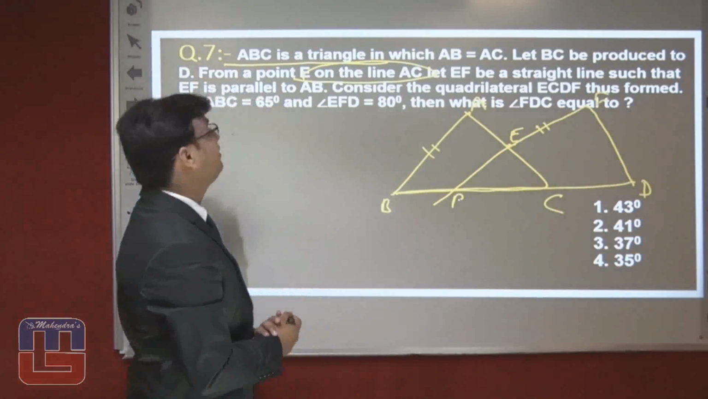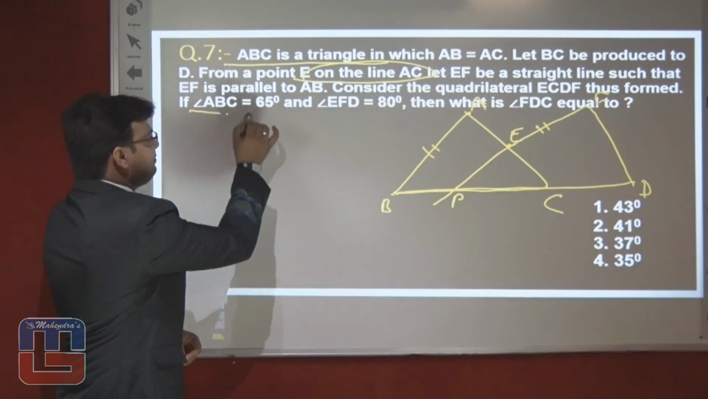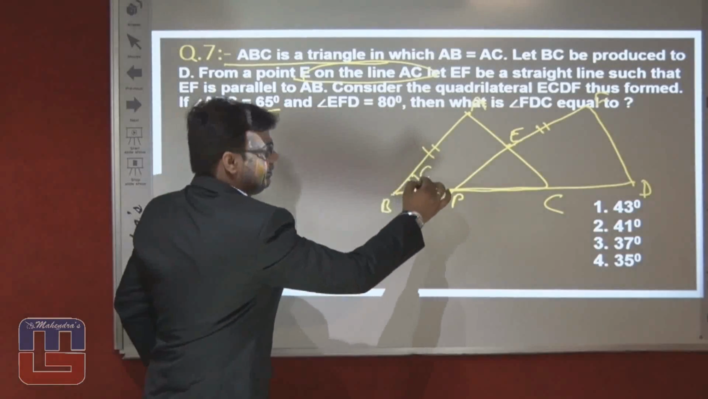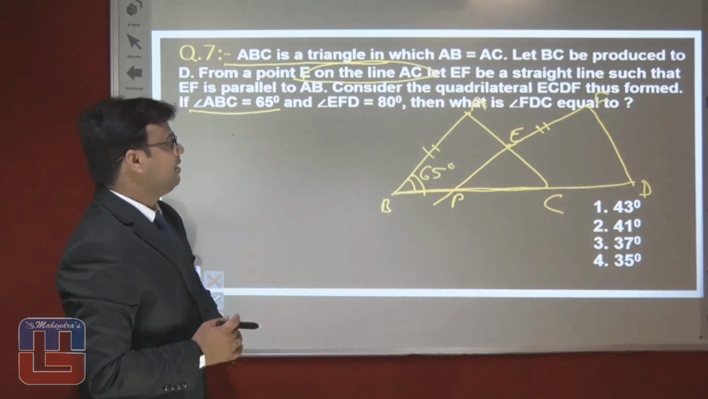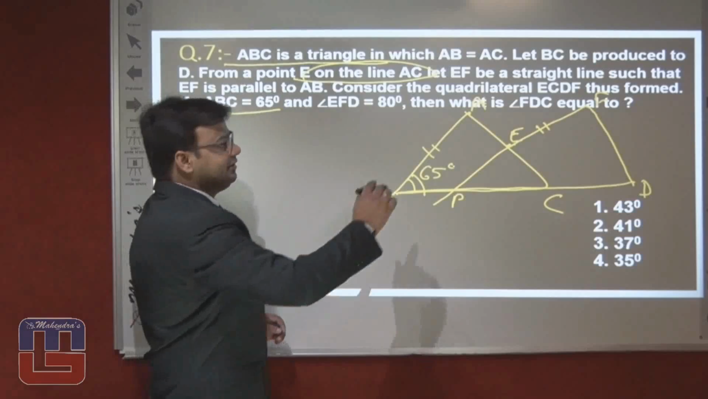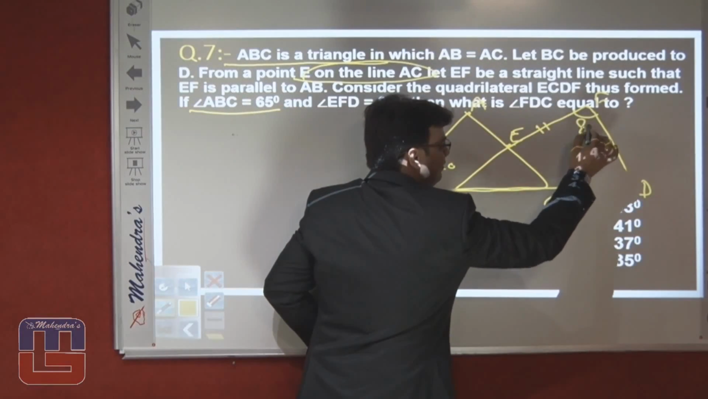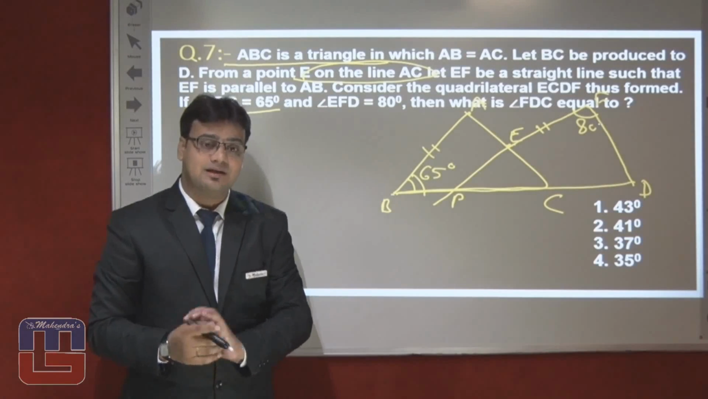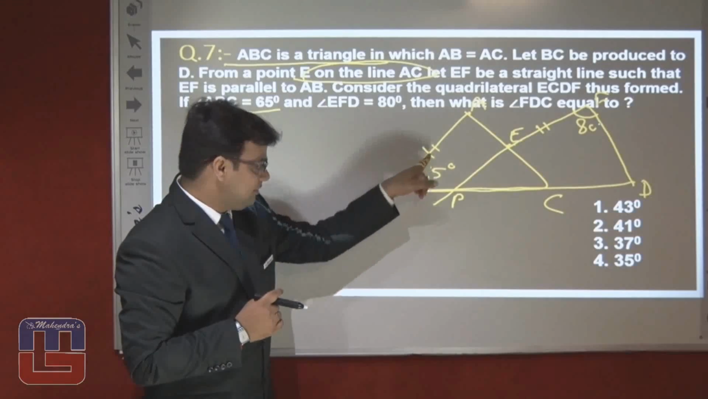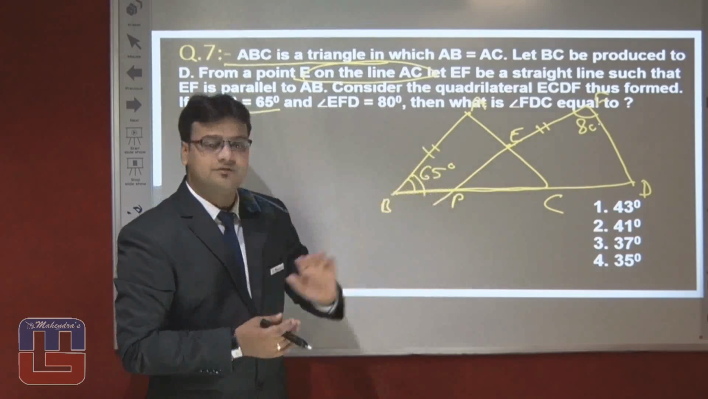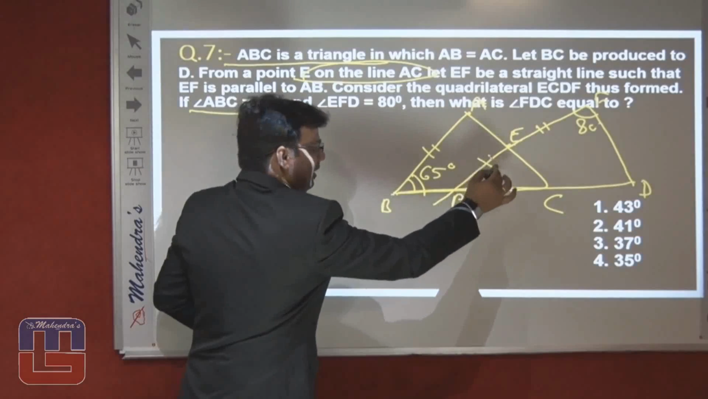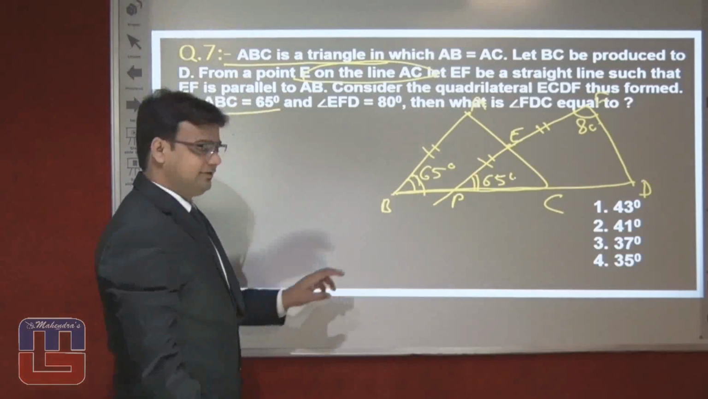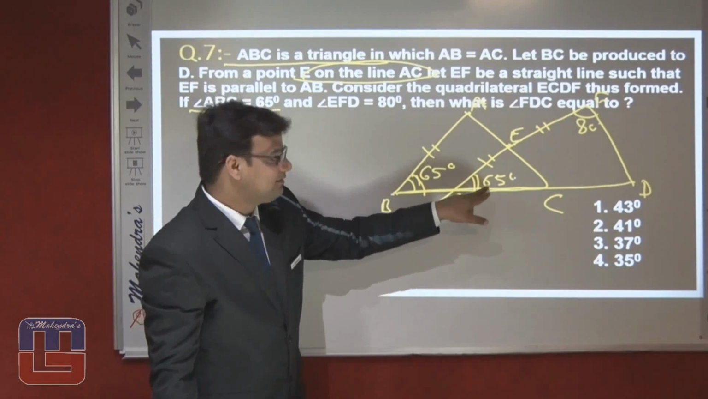Next, angle ABC is equal to 65 degree. Angle EFD is 80 degree. Because EF is parallel to AB, AB is parallel to PF. Both lines are parallel, so the alternate segment angle is also 65 degree.